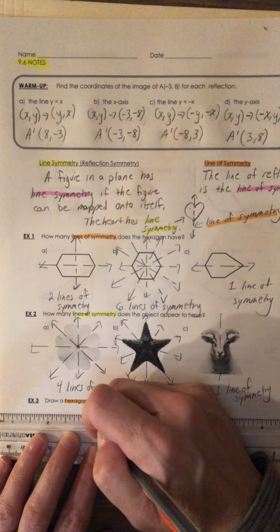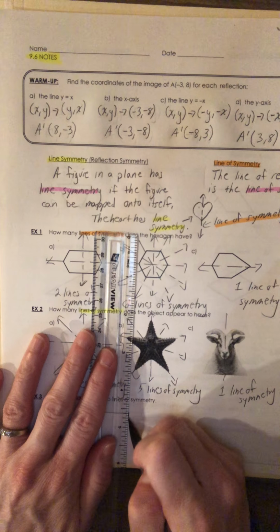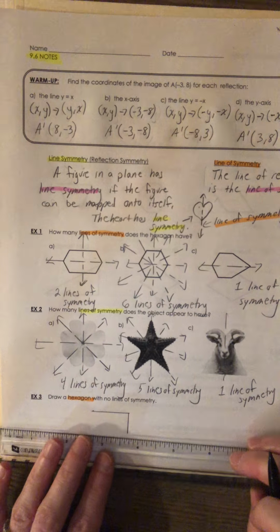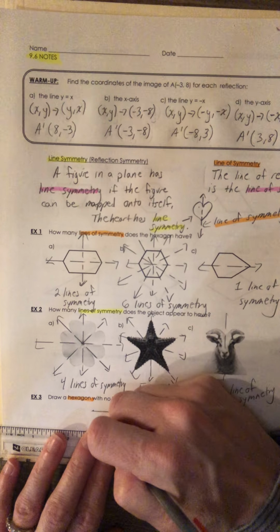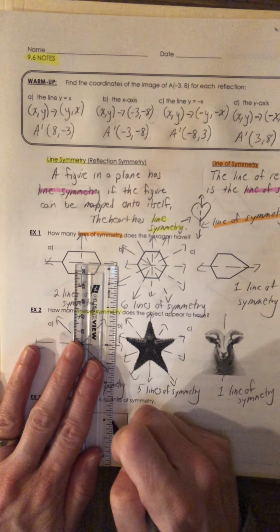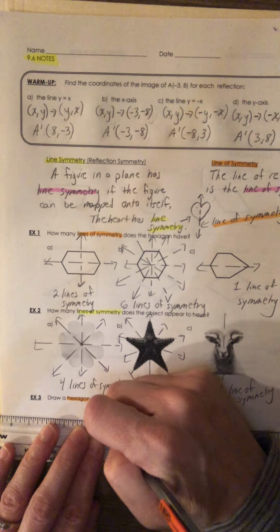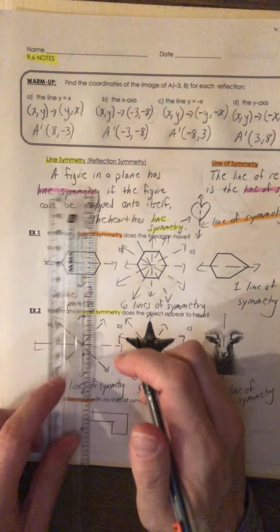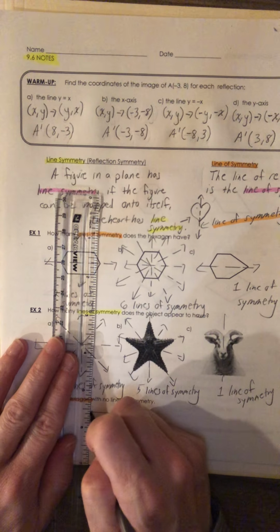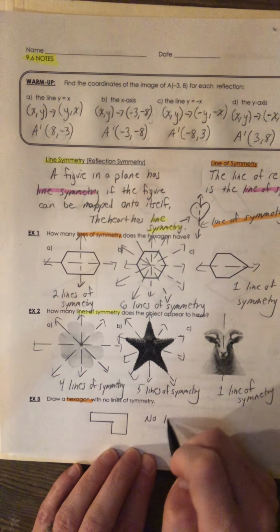So if I look at this, I'm going to do 1, 2, 3, 4, 5, 6. So I have a 6-sided figure, and this 6-sided figure has no lines of symmetry.